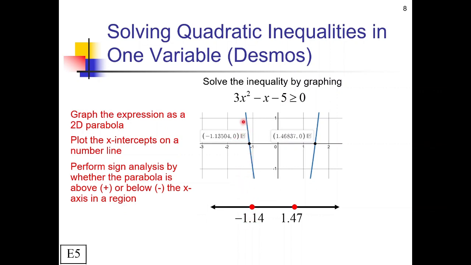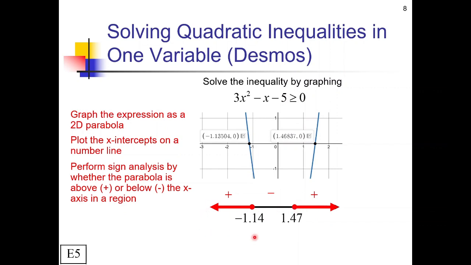All right, so taking a look to the left of -1.14-ish, our parabola is above the x-axis, so that means that this expression is positive for those x values. In between -1.14 and 1.47, the parabola is below the x-axis, so we are negative in there. And then after 1.47, we're above again, so positive. Now, the inequality in the beginning said greater than or equal to 0, so we want these positive areas shaded here, or at least acknowledged.